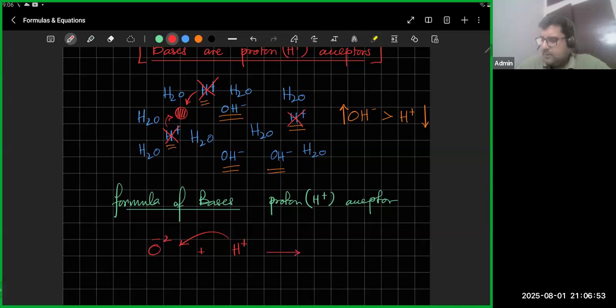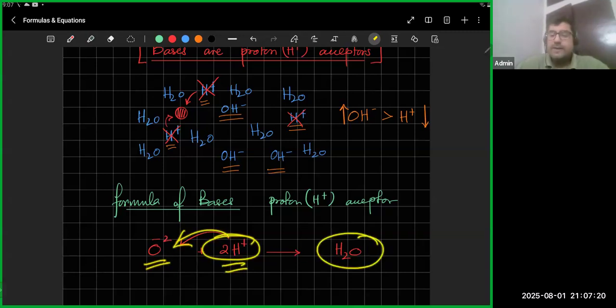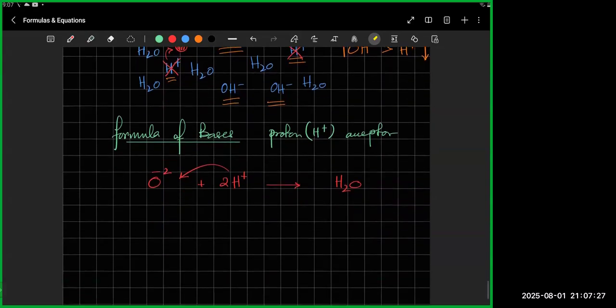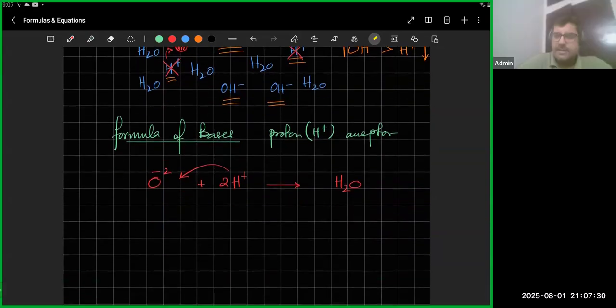And the two are going to combine together and form H2O. I'm just going to balance it. So an oxide ion is by default a base. Wherever you see an oxide ion, the solution is probably going to be basic because all the H plus ions are going to get attracted to the O and they'll end up forming water. So the solution is not going to have a lot of H plus ions. Is this clear? This is the first base. Yes, sir.